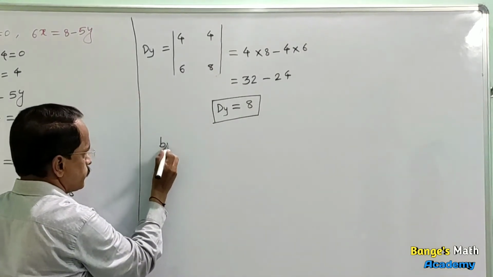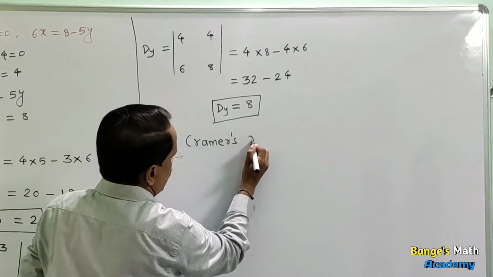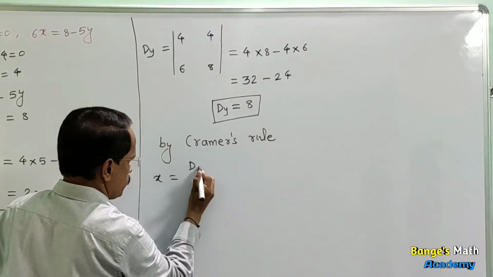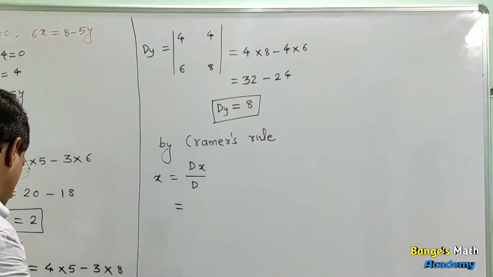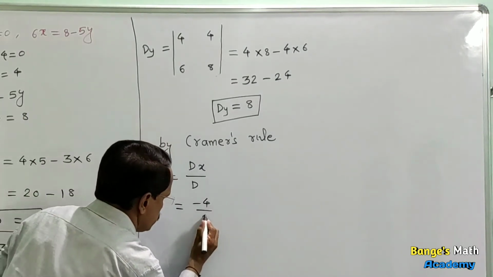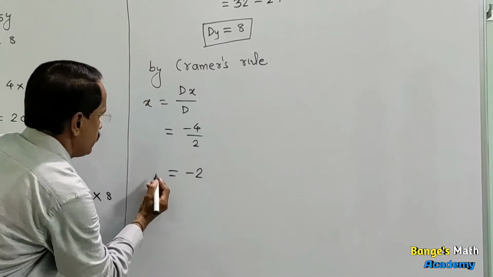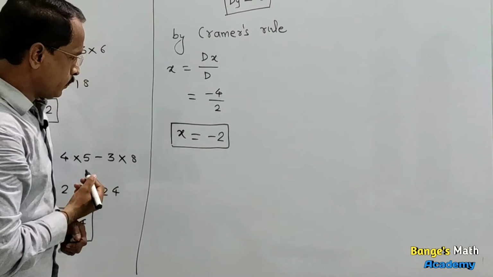Then by Cramer's rule, x is equal to dx upon d is equal to the value of dx, minus 4, upon d, 2. By cancellation we get minus 2. So the value of x is minus 2.